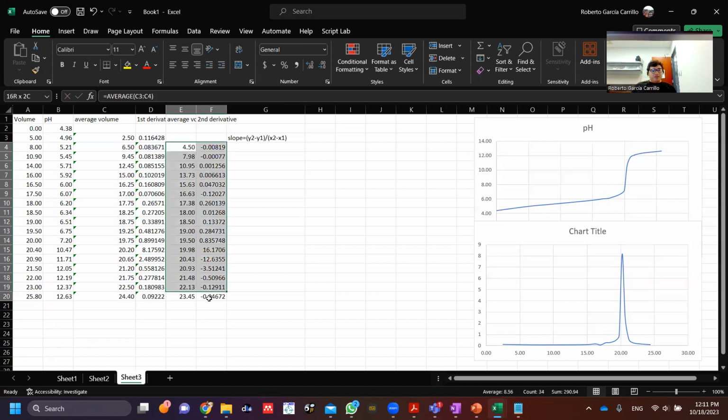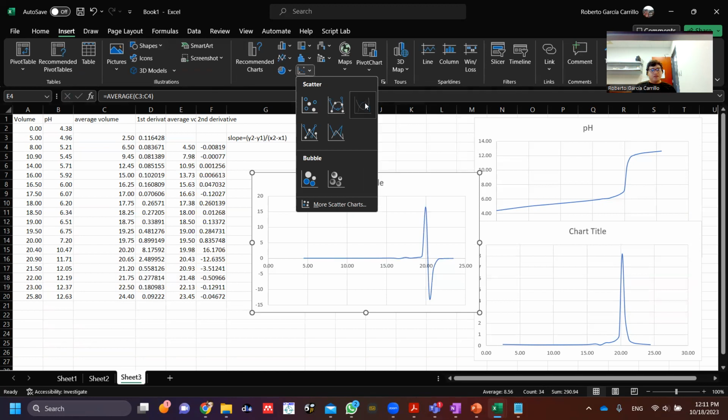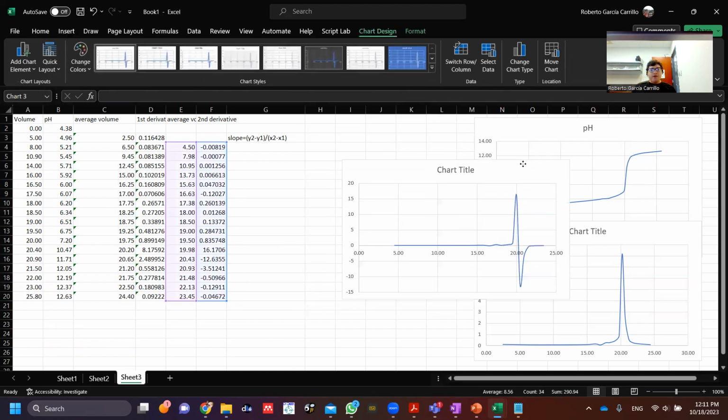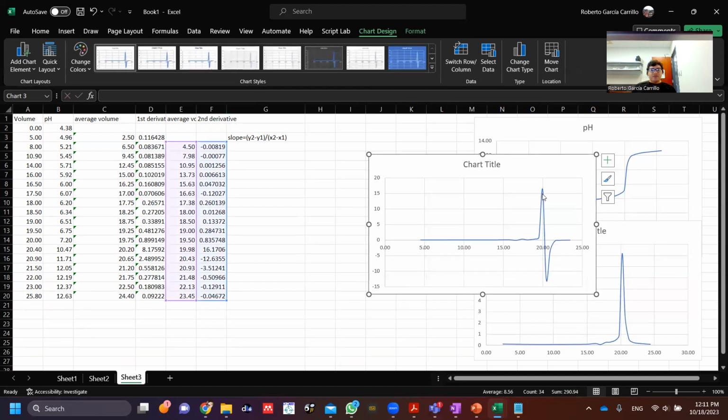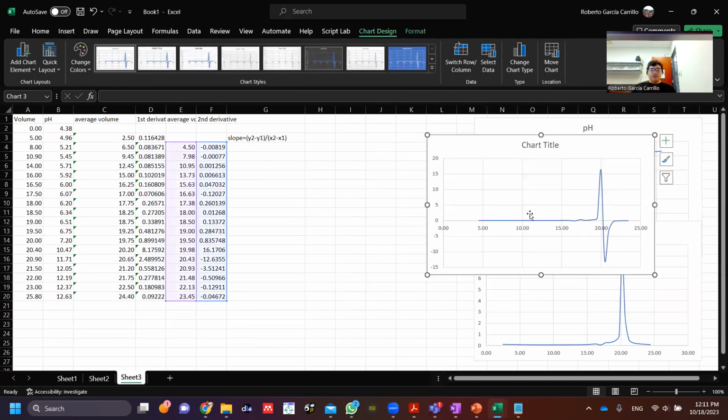Then we can just select these two columns, insert chart, and smooth line. Now we see that the second derivative at the endpoint of the titration should go through 0, so it's an intercept with the x-axis. This plot is very telling, but we need the actual value. To calculate the actual value, we cannot get it from the plot, but we can calculate it with a function of Excel, which is called intercept.